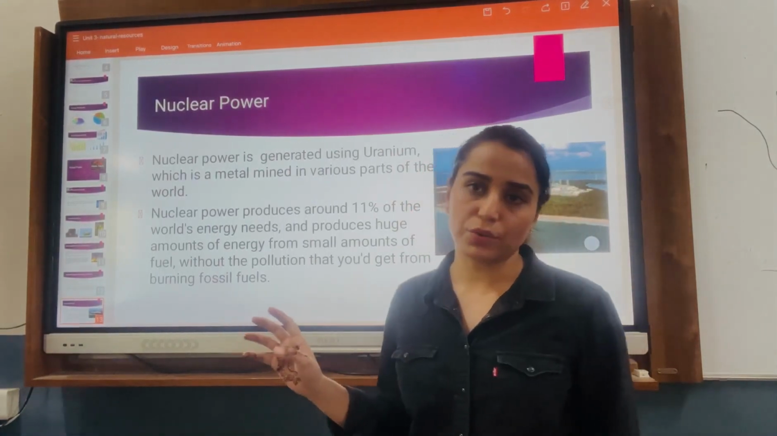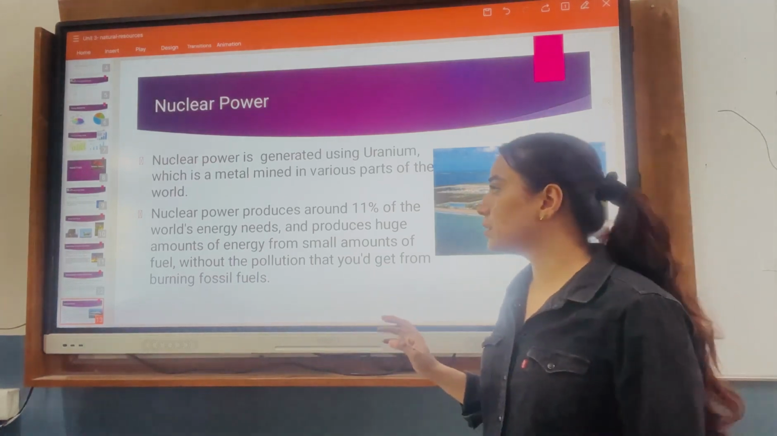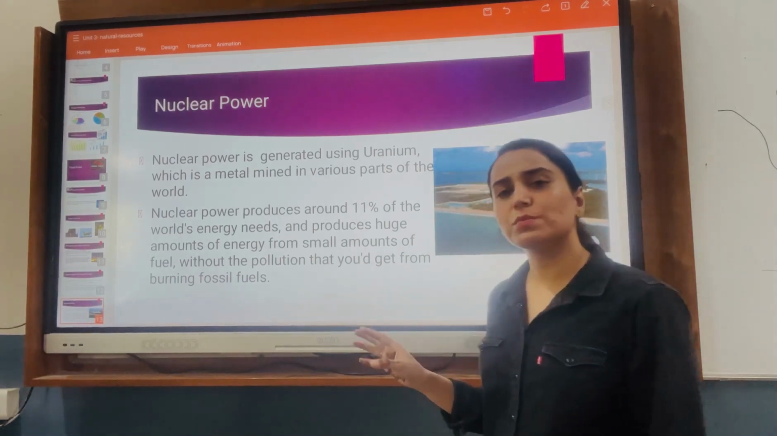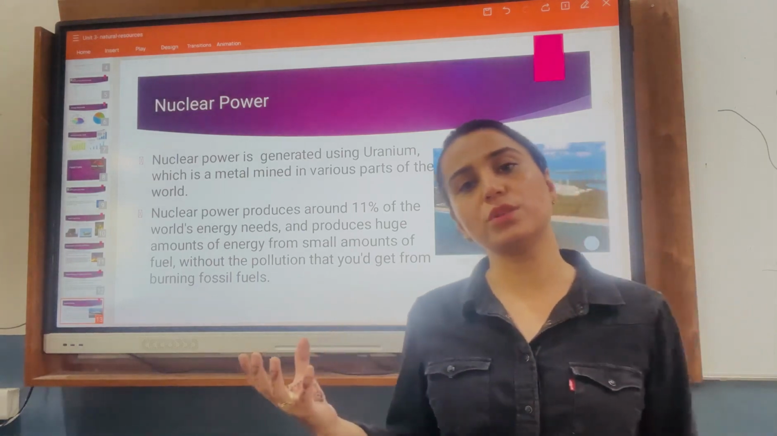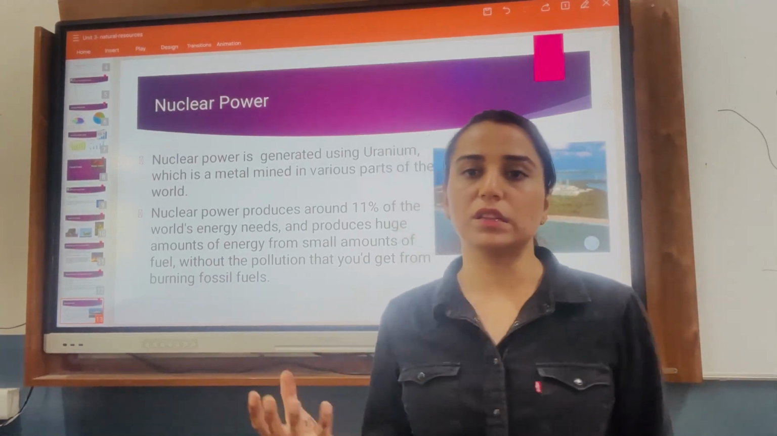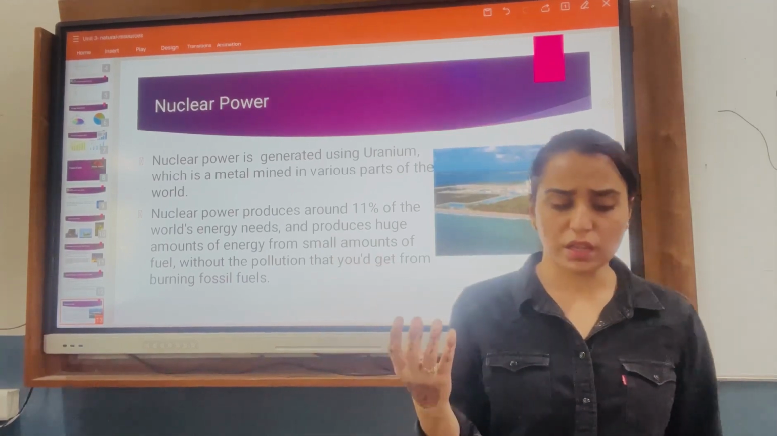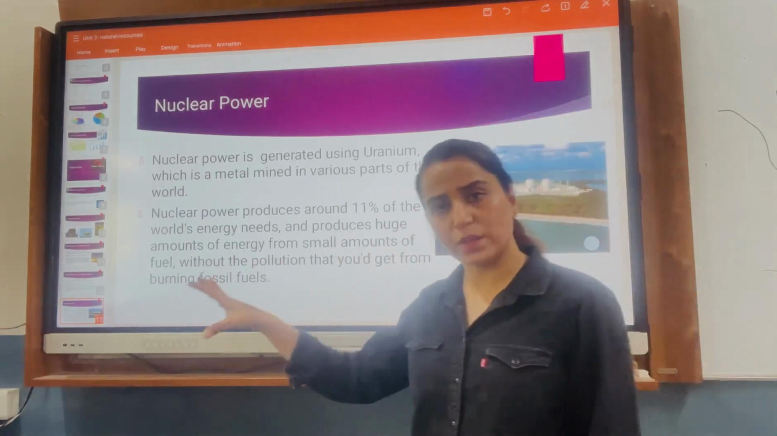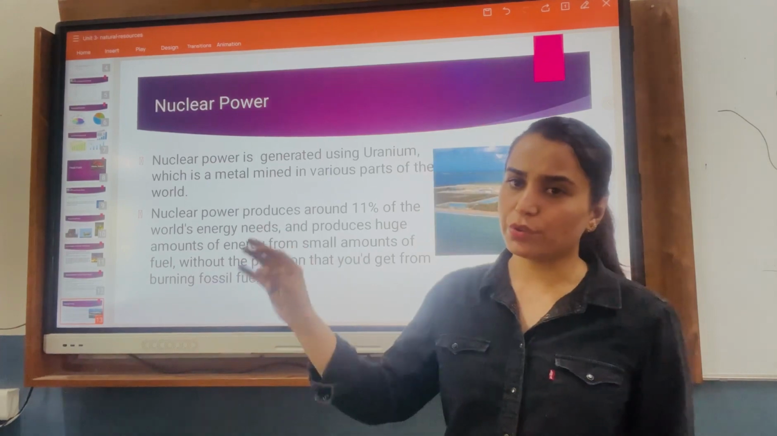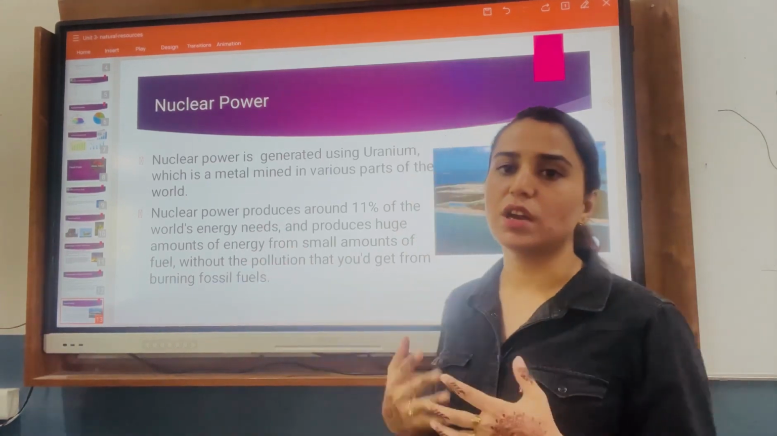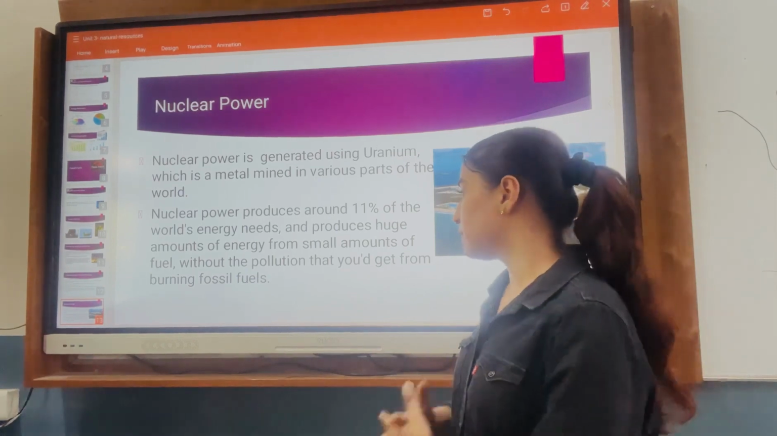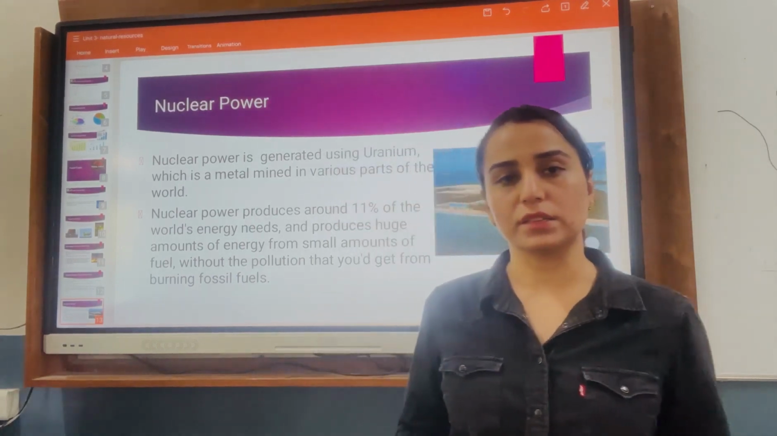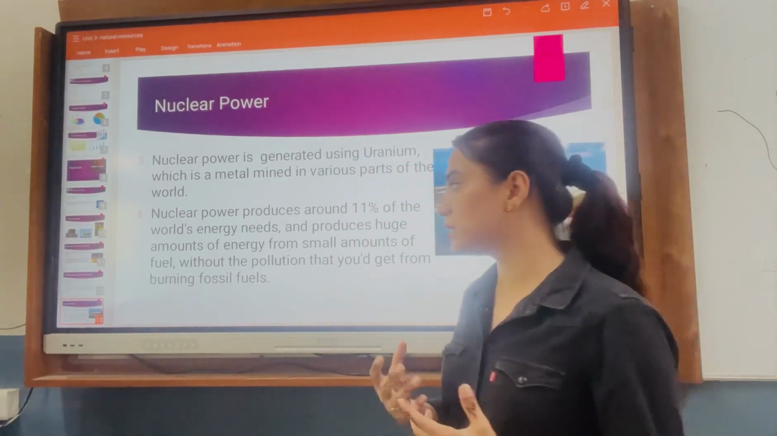It produces a huge amount of energy. Nuclear power comprises around 11.6% of the world's energy needs and produces a huge amount of energy with a small amount of fuel. So you don't need much fuel to produce nuclear energy. From one kilogram of uranium you can produce a lot of energy. You just have to establish a nuclear power plant and supply constant uranium to it, and it can supply as much energy as possible, and that too without pollution. One of the major advantages of using uranium fuel is that it doesn't produce pollution, or it is less polluting.